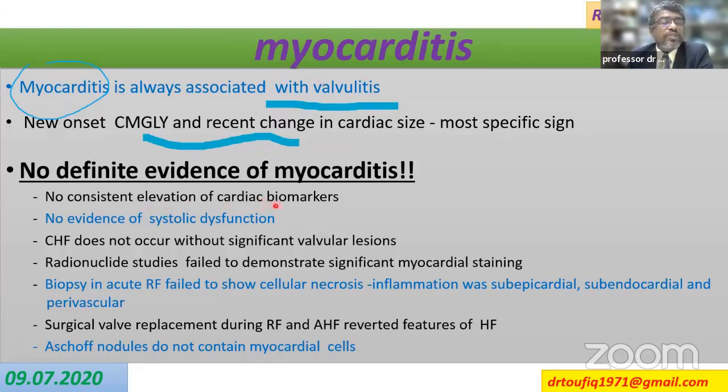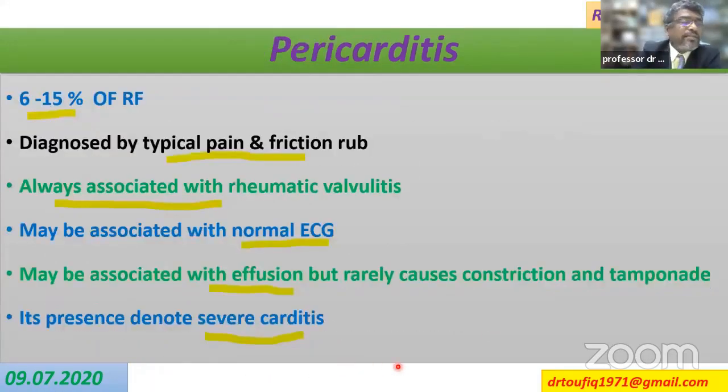No consistent elevation of the cardiac biomarkers. The biomarkers may be elevated, or maybe there is a normal cardiac biomarker. No evidence of systolic dysfunction. Congestive heart failure does not occur without significant valvular lesions. Nuclear studies failed to demonstrate significant myocardial staining. Biopsy in acute rheumatic fever failed to show cellular necrosis. Inflammation was subendocardial and perivascular. Surgical valve replacement during acute rheumatic heart disease reverted features of the heart failure. And there may be Aschoff nodules that do not usually contain myocardial cells.